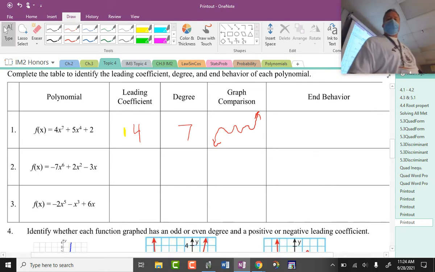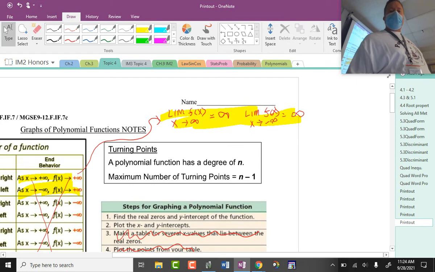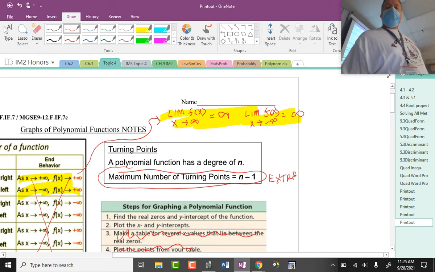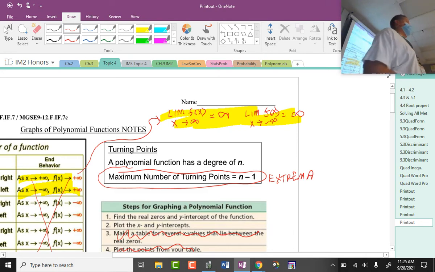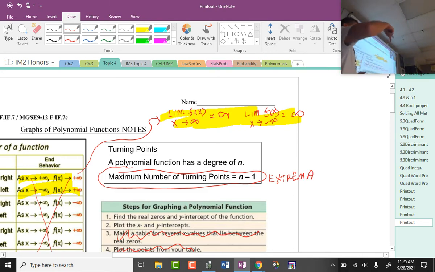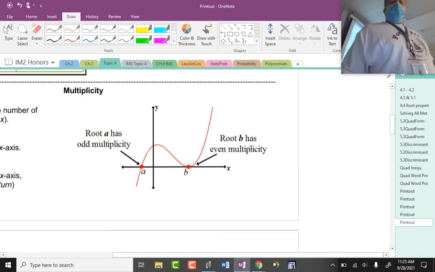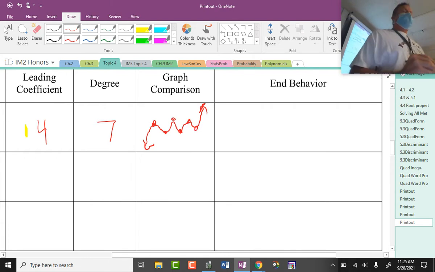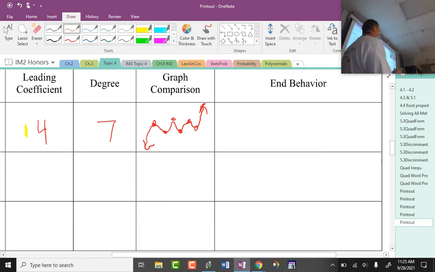So I want to reference something else that I liked about this sheet. It's up on this page. Maximum number of turning points, which actually represents extrema. Minimums and maximums. I like that. The one that we have here is a degree 7. 7 minus 1 is 6. The maximum amount of extrema could be 6. 1, 2, 3, 4, 5, 6. All right? Because that gives us 7 different directions. Increasing, decreasing, increasing, decreasing, increase, decrease, increase.